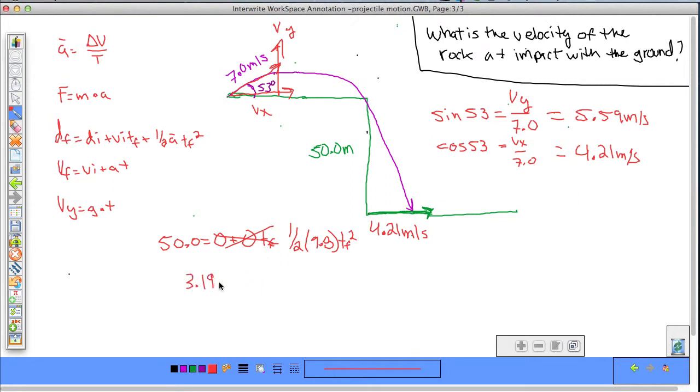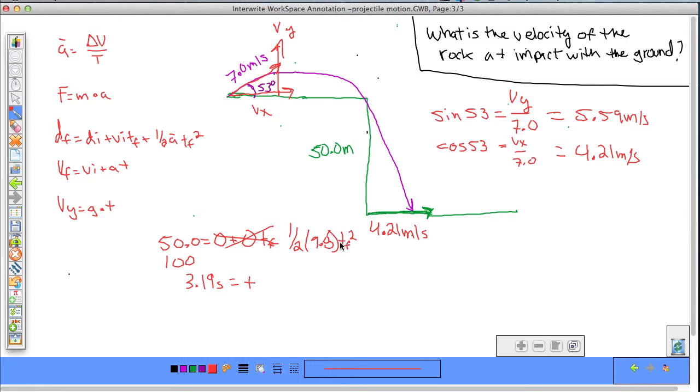So 3.19 seconds. If I go ahead and solve this out, what I'm going to do is multiply this by 2, so I end up with 100, and then divide it by 9.8, and then take the square root of that, right? A little bit sloppy math right there, but hopefully you understand how to solve for this time. So my time here equals 3.19 seconds.